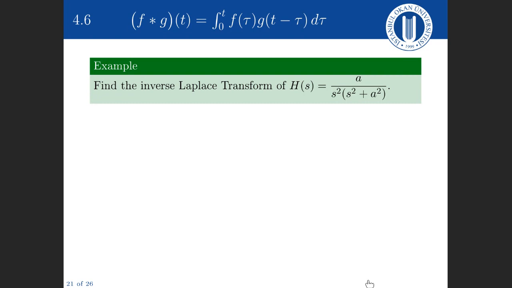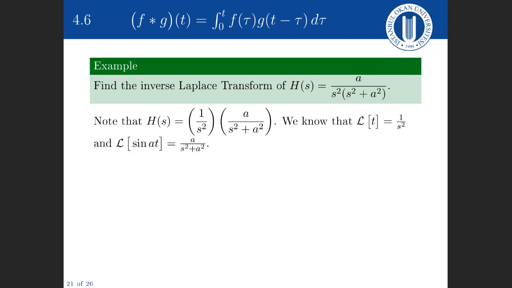For example, let's suppose that we want to find the inverse Laplace transform of a divided by s squared times s squared plus a squared. The previous method we've been using is to use partial fractions. But now that we have our convolution theorem, we can use a different method, because we have the product of two functions: 1 over s squared multiplied by a over s squared plus a squared. And we know the inverse Laplace transforms of each of these functions.